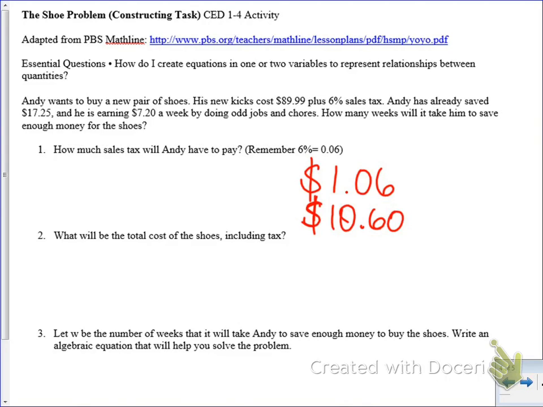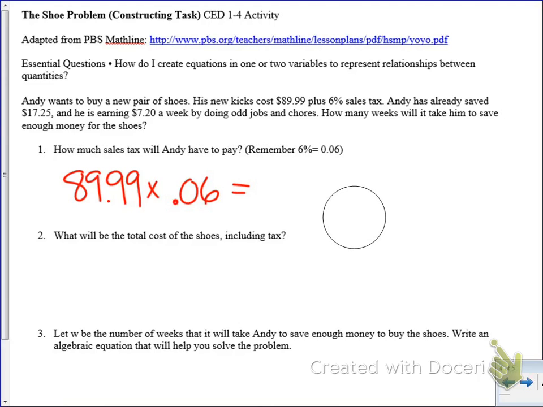Now, if I'm trying to find 6% of $89.99, what should I do? 89.99 times 0.06? Absolutely. And now what does that equal? 5.3994. So here I'm talking about money, so I might need to round that. What should I round that to? $5.40.